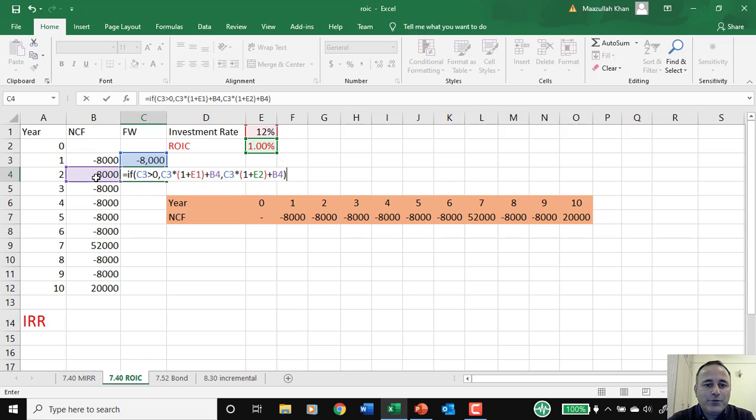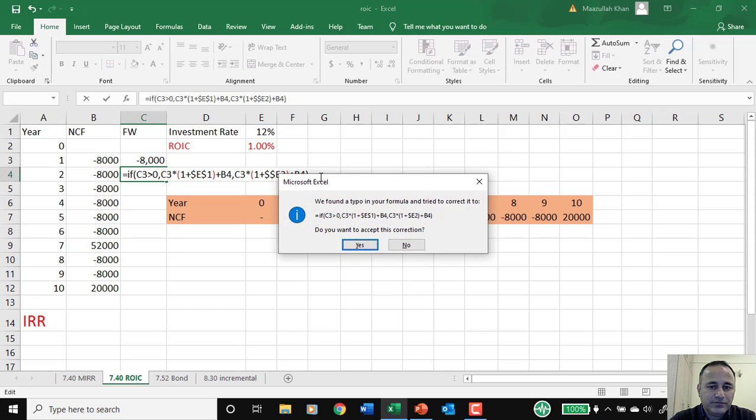Now I have to make a few adjustments. For example, since I'll be using the same investment rate all the time, I have to lock this cell. So lock this cell. And lock this cell as well, and I'm manually locking it. Press enter. Sorry.